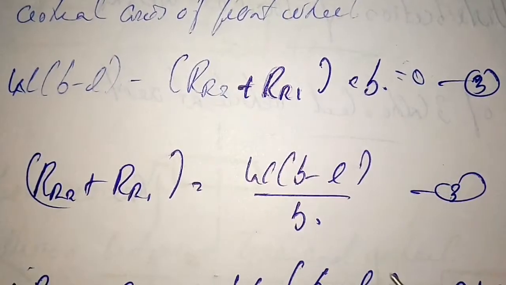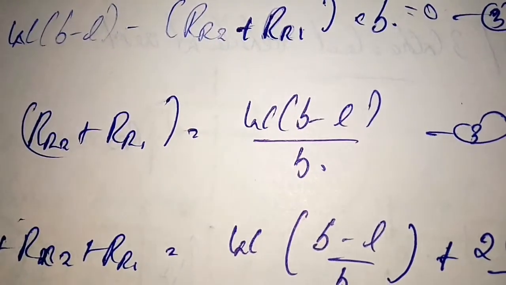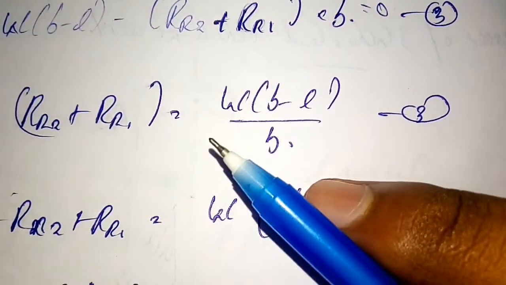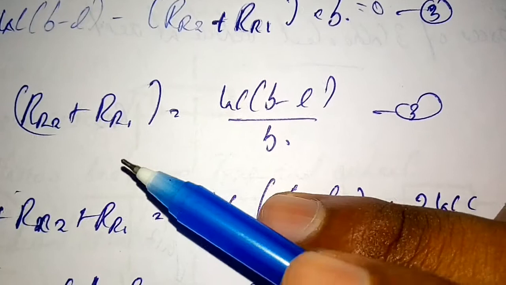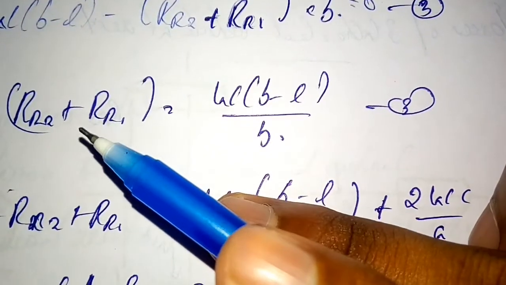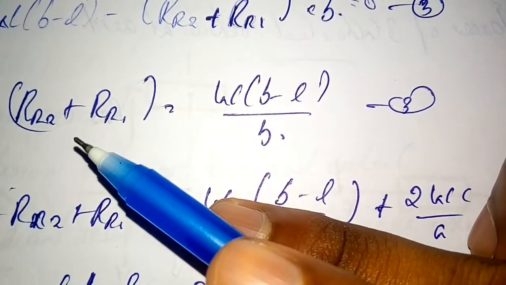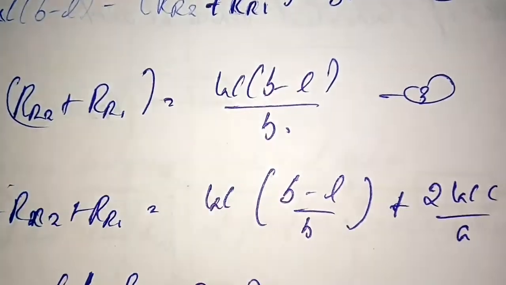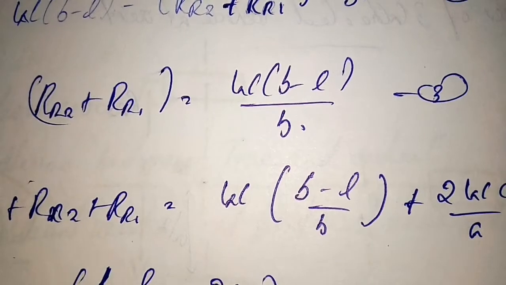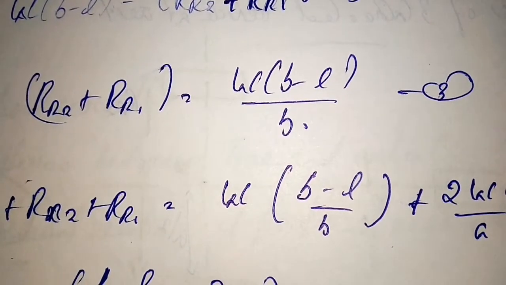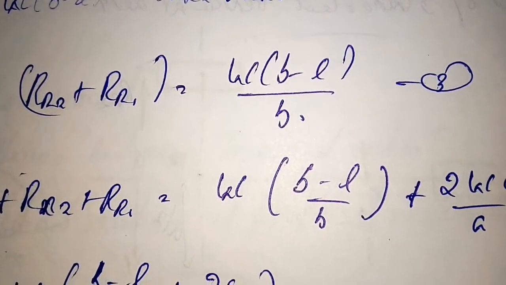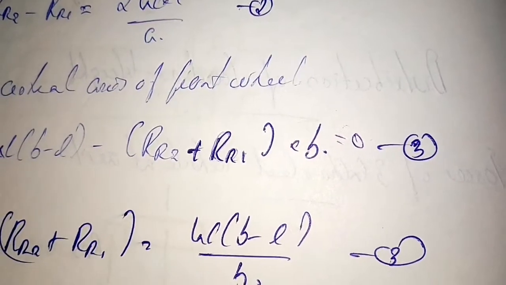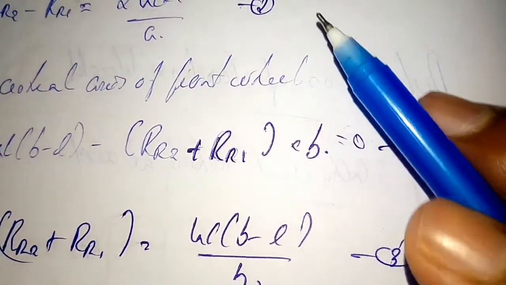We are considering this as equation number 3. Our prime objective is finding the distribution of weight, and the meaning of the distribution of weight is the equation for reaction at the front wheels and reaction at each rear wheel. So we have to find RF, RR1 and RR2. We already found the equation for the reaction at the front wheel, which is RF, so we have to find the equation for RR1 as well as RR2. For that we have two equations, which are equation number 2 and 3.